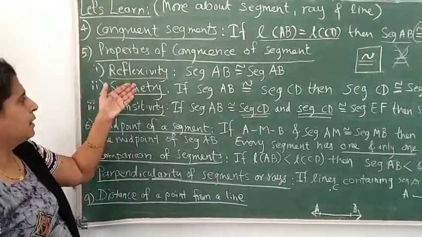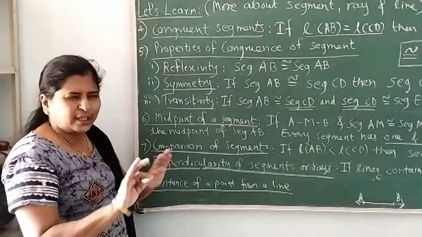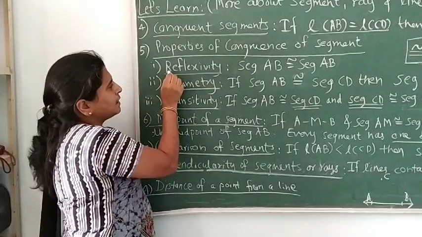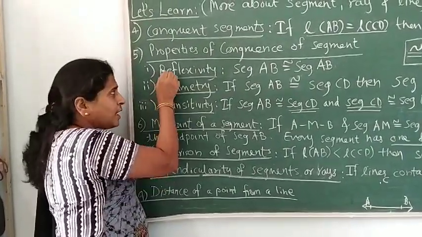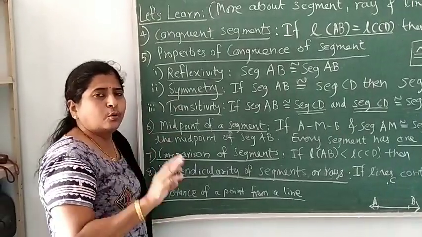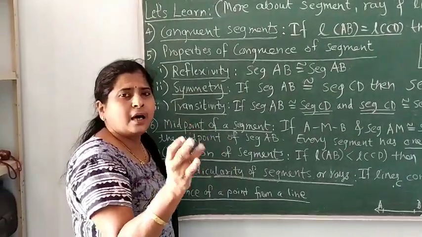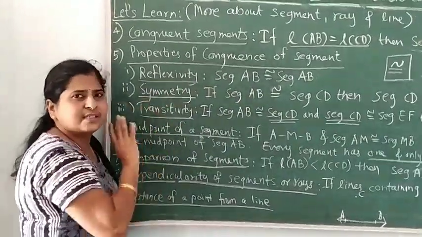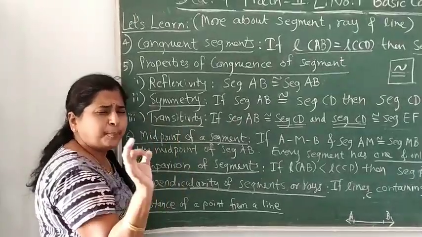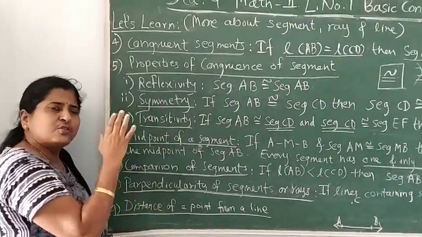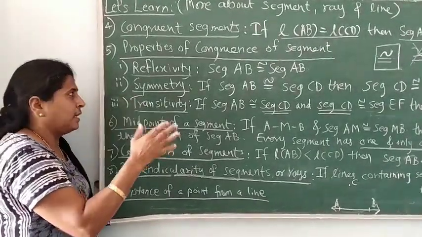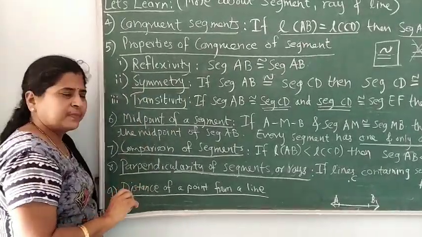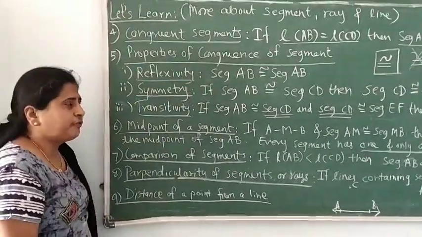How to remember the names of these properties is very easy. If you observe a little bit, you can see that the starting letters are R, S, and T. So they are exactly in alphabetical order, like O, P, Q, R. R, S, T. R is the first, reflexivity. S, symmetry, and T, transitivity. This is just a tip to help you remember the names. Once you say R, you recall reflexivity. Once you say S, it is symmetry. And when it is T, it is transitivity. So these are the properties of congruence of segments.